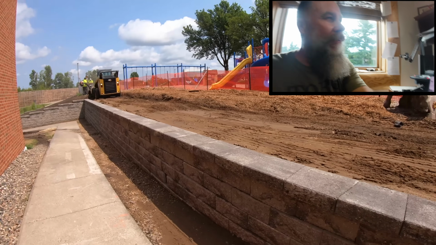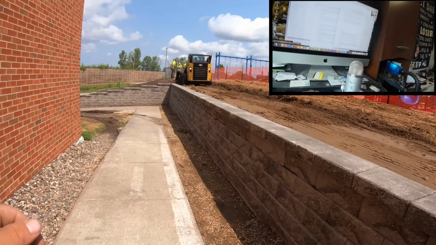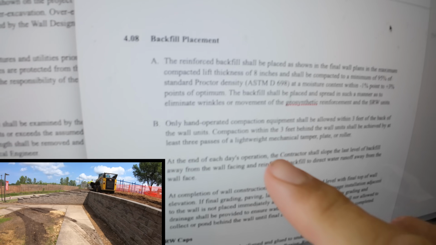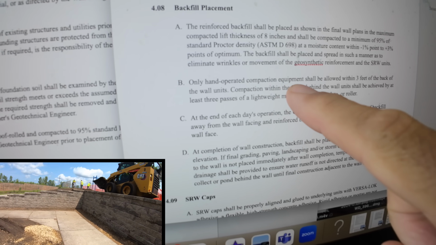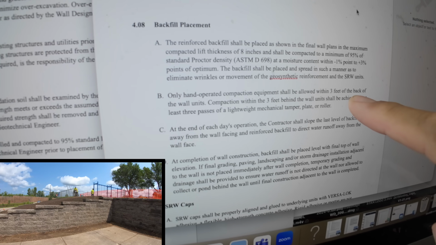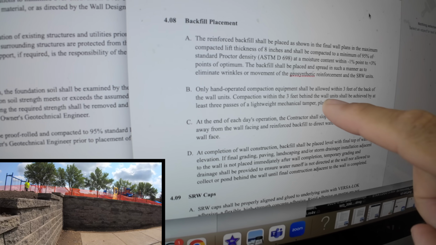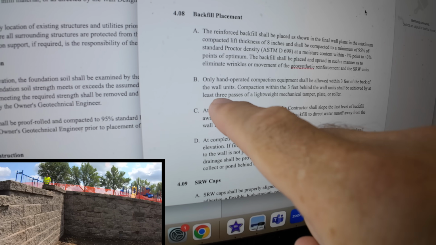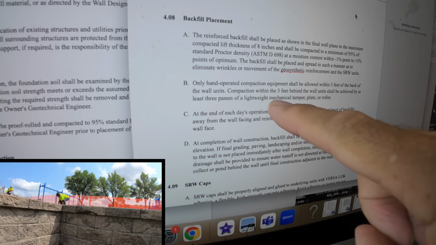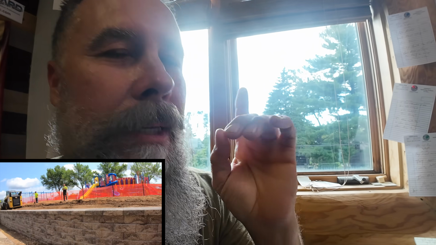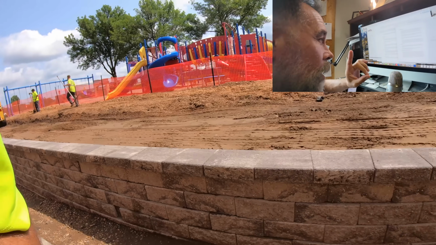Now, as we dive into this even closer, the thing that we need to understand is spec section 4.08. Only hand-operated compaction equipment shall be allowed within 3 feet of the back of the wall units. Compaction within the 3 feet behind the wall units shall be achieved by at least 3 passes of a lightweight mechanical tamper plate or roller. That's critical to make sure that we keep that in mind.